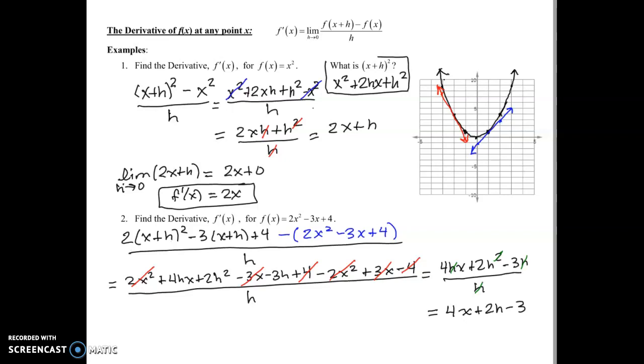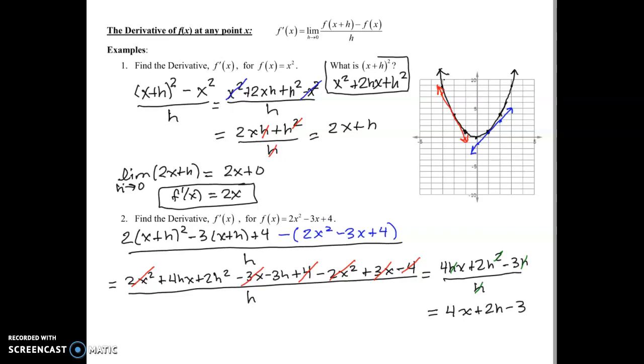So we do our expanding, right? We know x plus h squared is x squared plus 2hx plus h squared. So distribute that 2 to each of those terms. So we get 2x squared plus 4hx plus 2h squared. Distribute this negative 3 to both terms, so minus 3x minus 3h plus 4, and then we have to remember to subtract each term, right? So minus 2x squared plus 3x minus 4. So those three terms all change sign. Then we cancel out our terms that cancel, so 2x squared and minus 2x squared, negative 3x and 3x, and 4 and negative 4. So we get 4hx plus 2h squared minus 3h all over h. Cancel the h's out of each term in the top, so that leaves us with 4x plus 2h minus 3.